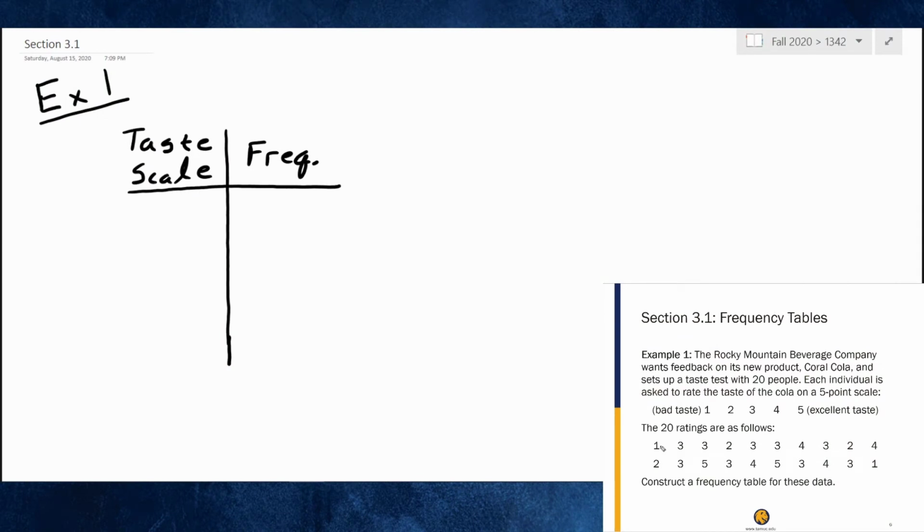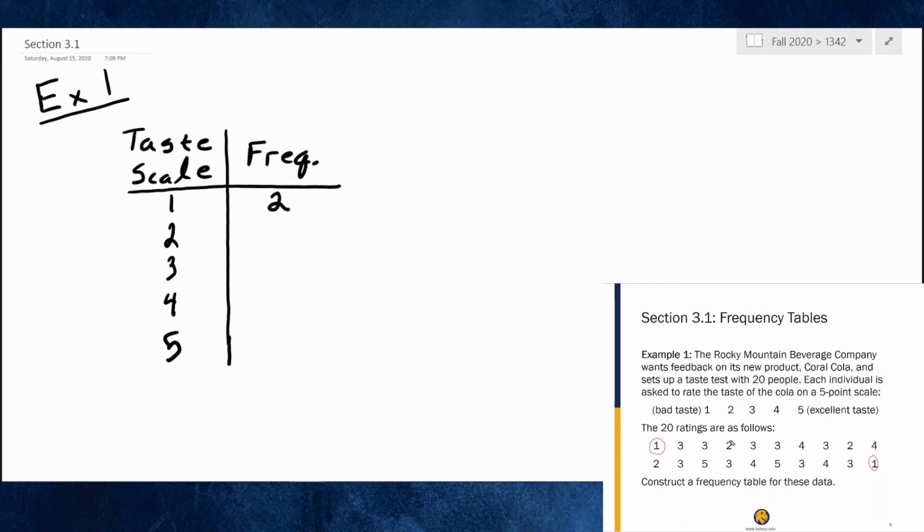So here I've set up the start of the frequency table, and then down the first column we're going to put our taste scale numbers 1, 2, 3, 4, 5. And then we've got to count up the frequency for each of those categories. So I'll look at my table of data and we'll start with the ones. We'll count up the number of ones we see here. Looks like we have 1, 2. So there's 2 ones here, that's the frequency.